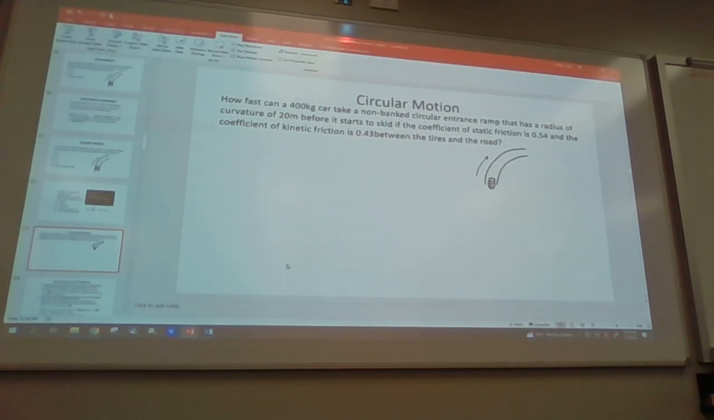All right, so step one, probably identify what forces are acting on the car. Oh, I should put this in here too. You're going at a constant speed.